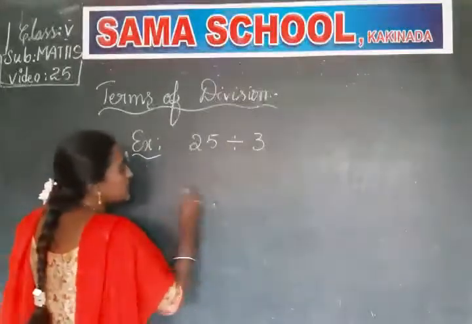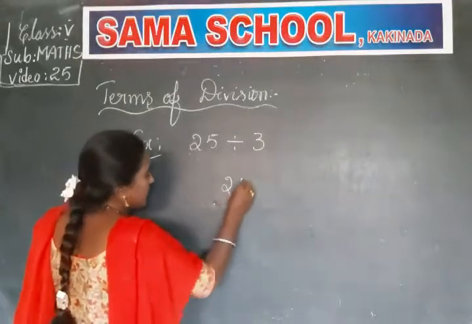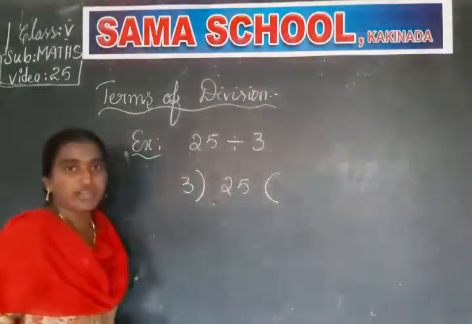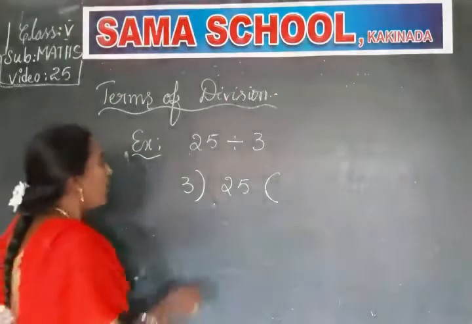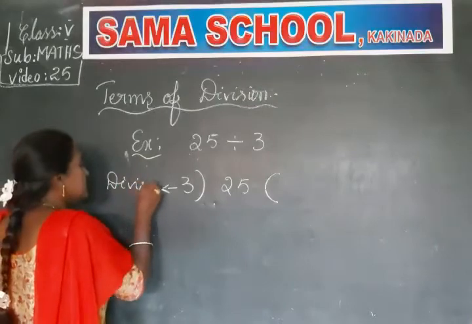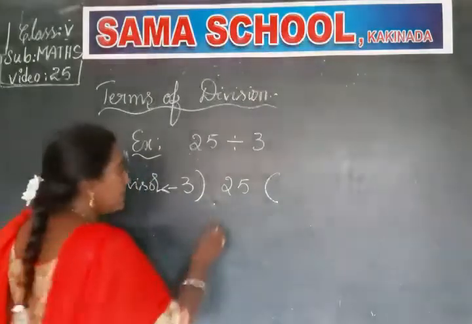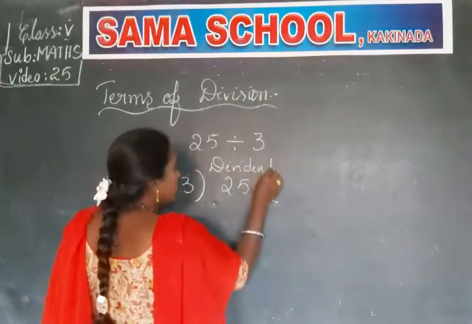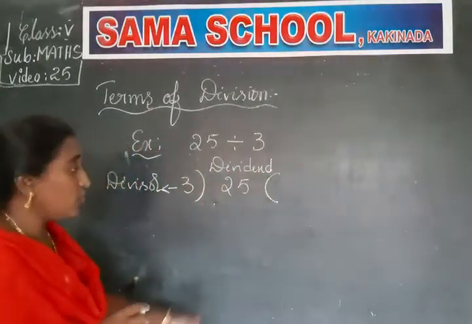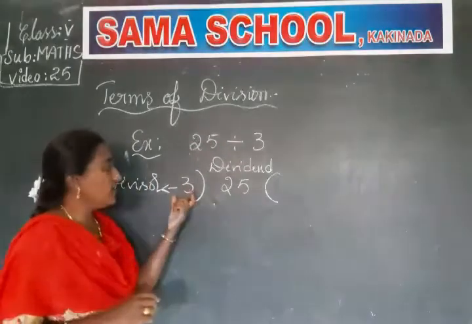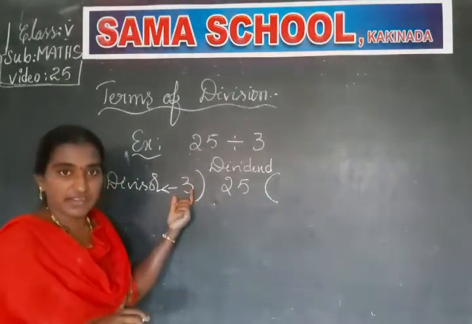Always we have to arrange the numbers in this way. This is the arrangement of the numbers. Already you have learnt this in the previous class. Here 3 is called the divisor, and 25 is called the dividend. When do you get the quotient and remainder? After doing the division only. Here we have 3 as the divisor.